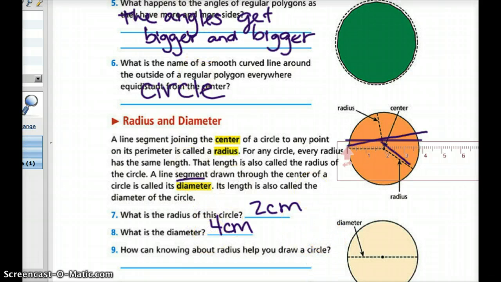Okay, so how can you help the radius help you draw a circle? Well, it's the same point, it's the same distance away from the center at every point.